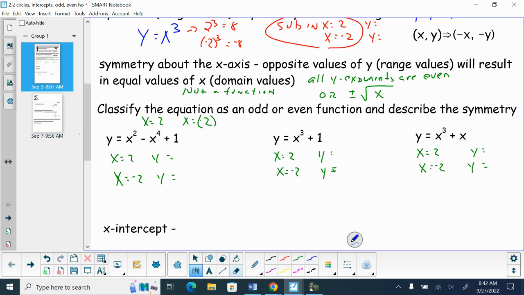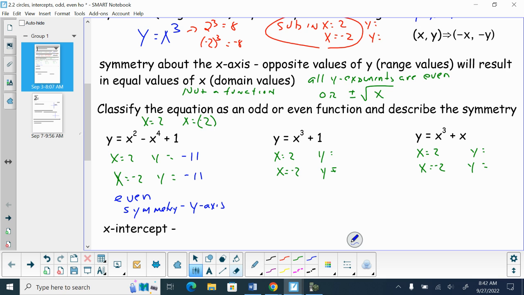First one, if I put in 2, -2, Ella, what do you get? If I put in 2, what do we get? I'm sorry, what? -11 and -2? So is this odd, even? Even? So our symmetry is what? Y-axis. Symmetry about the y-axis.